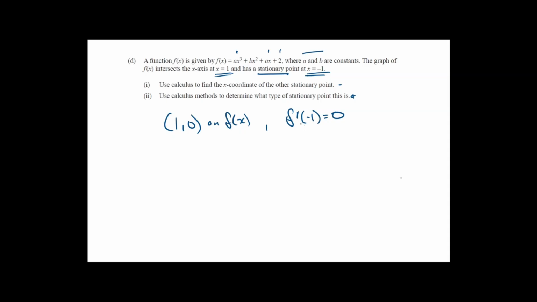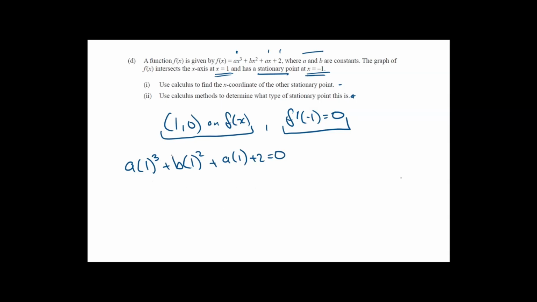Okay, what we need to do therefore is find what a and b are. So let's put this information into the original equation, and then let's put this information into the derived equation. You'll see what I mean. So a times 1 cubed plus b times 1 squared plus a times 1 plus 2 equals 0.